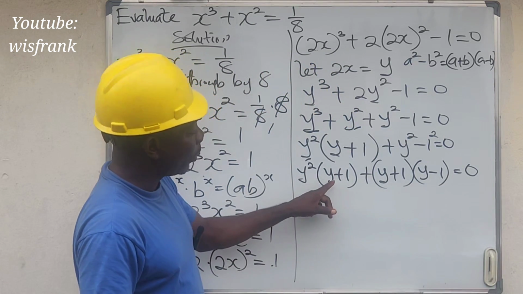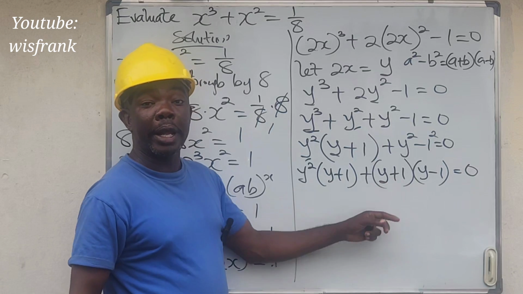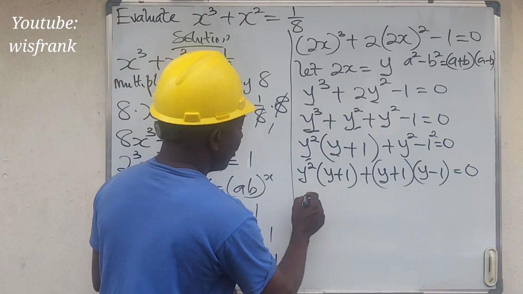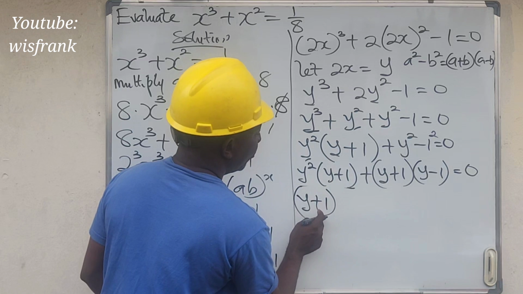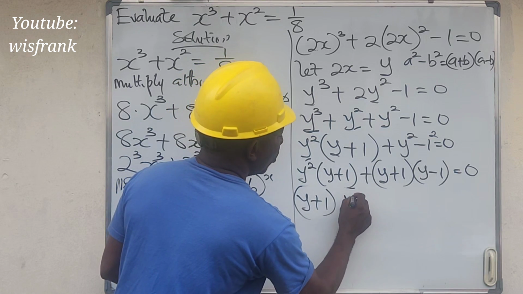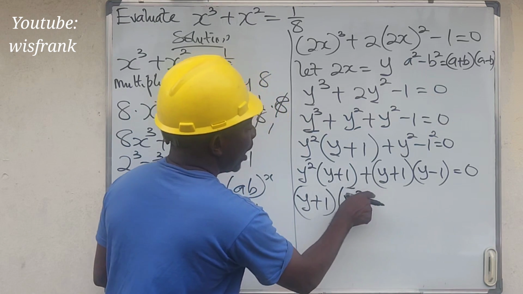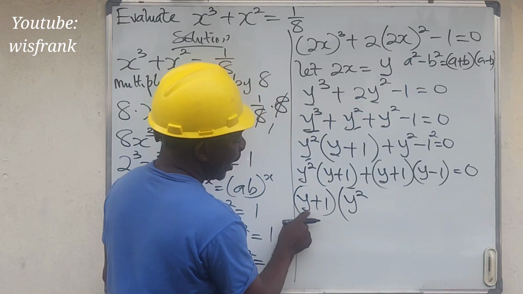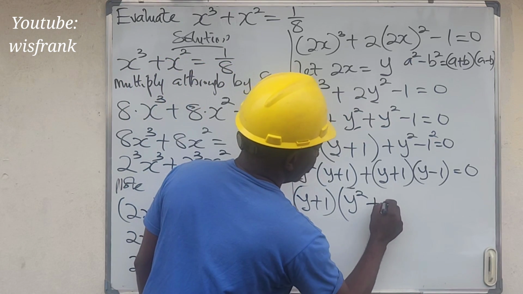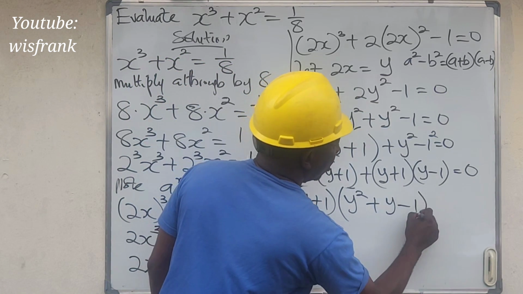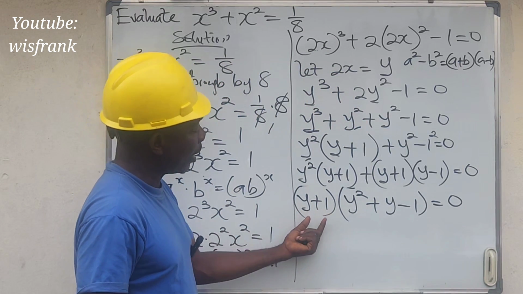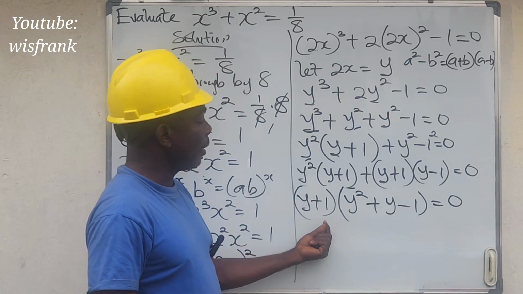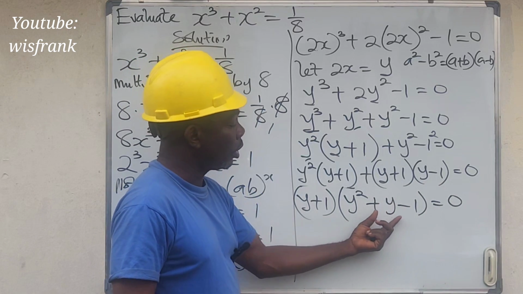If you look at this, we have y plus 1 there and y plus 1. They are common. We can factor it out. So we have (y plus 1). Then when we divide the whole of here by y plus 1, it will give us y to the power of 2. Then dividing the whole of here by y plus 1 will give us plus (y minus 1), all equals 0. So here you see that we have two parentheses. It is either the first one equals 0 or the second one equals 0.